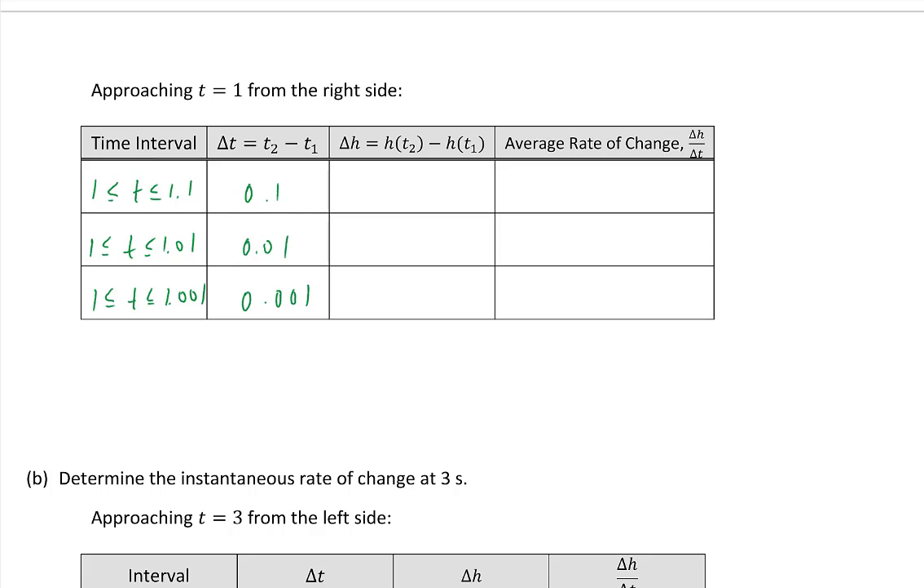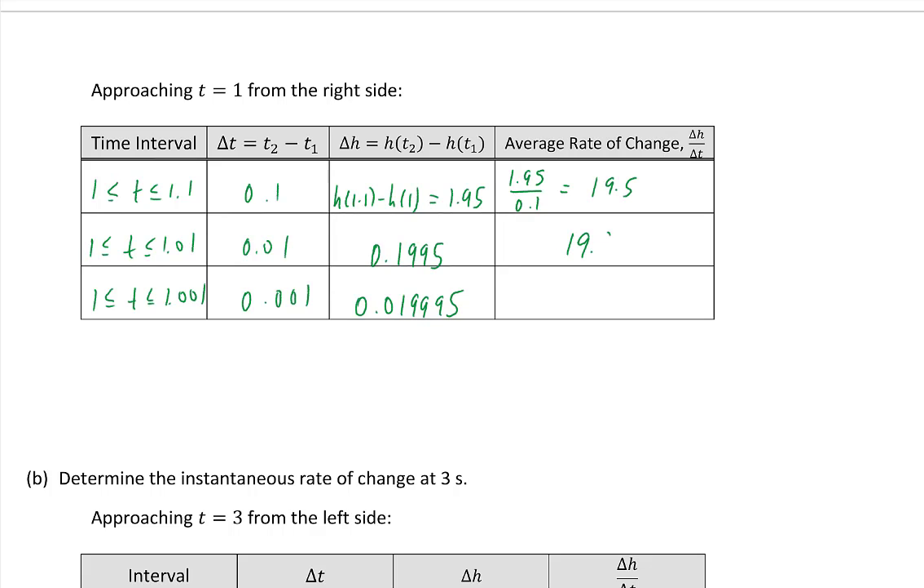If we subtract the t2 minus the t1. Next, using your calculators, we're going to find h of 1.1 minus h of 1. And if you do that, you get 1.95. For the next one, I got 0.1995. And for the last one, I got 0.019995. The average rate of change would be the delta h over the delta t, which gives me 19.5.